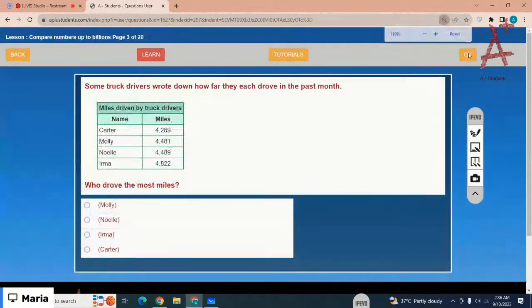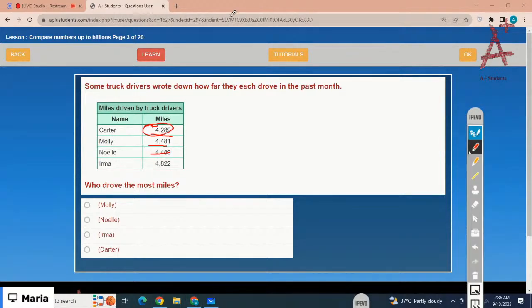Some truck drivers wrote down how far they each drove in the past month. Who drove the most miles? So you have to find the number that is the greatest one. So which number is the greatest one? You have to compare all the numbers, right? So just look at their ten-thousands position. They all have 4 there. That is exactly equal: 4, 4, 4, 4. They are equal. Now just look at the thousands digit.